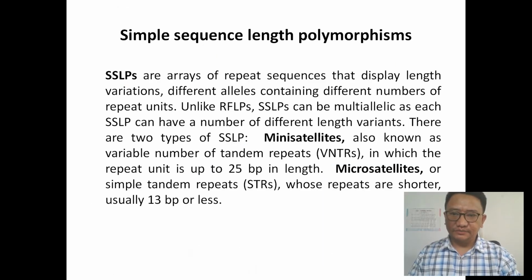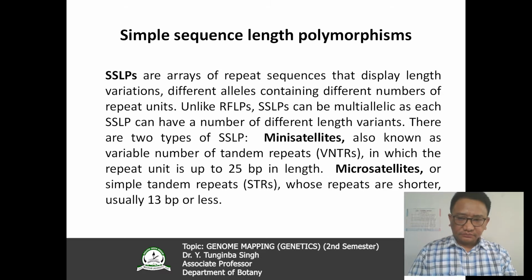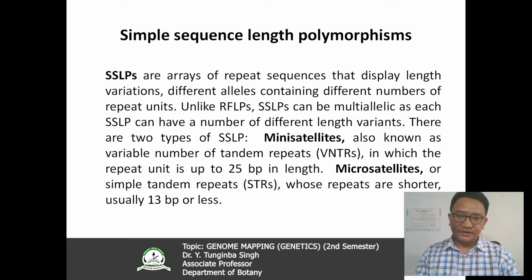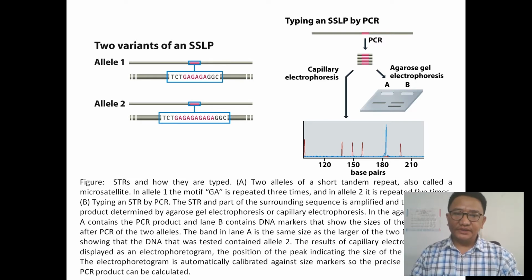This is about RFLP. Now let's move to simple sequence length polymorphism, SSLP. SSLPs are areas of repeat sequences that display length variation, so different alleles contain different numbers of repeat units. There are 2 types of SSLPs, minisatellites and microsatellites, depending upon the number of repeat units. Microsatellites are preferred over minisatellites for a number of reasons, which I will not go into at this stage. I'll quickly show you how typing is done in the case of SSLPs.